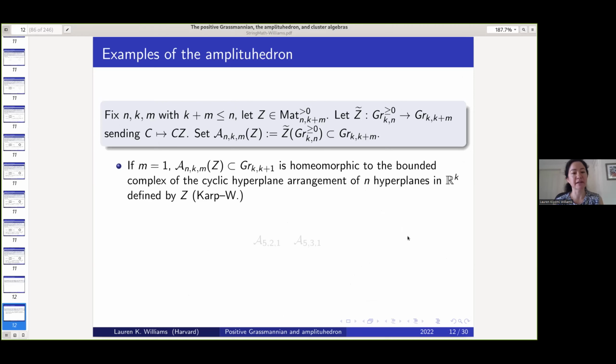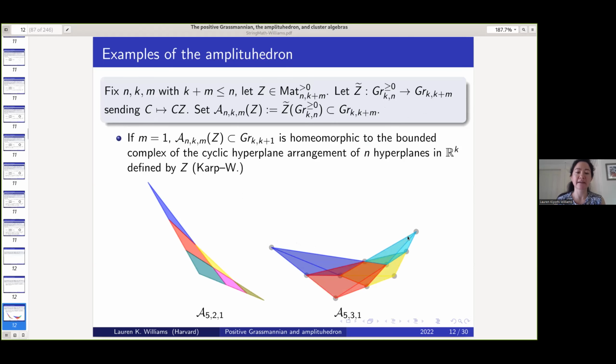Another nice example is that if M is 1, then the amplituhedron is homeomorphic to the bounded complex of a cyclic hyperplane arrangement of n hyperplanes. And so these are a couple of pictures of what it looks like in this M is 1 case.